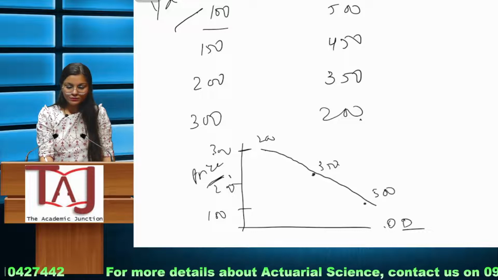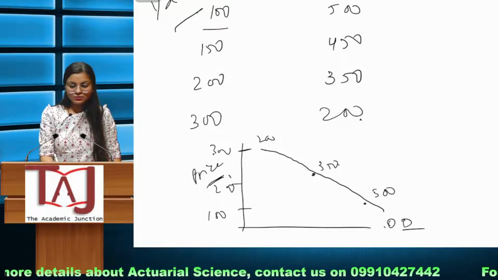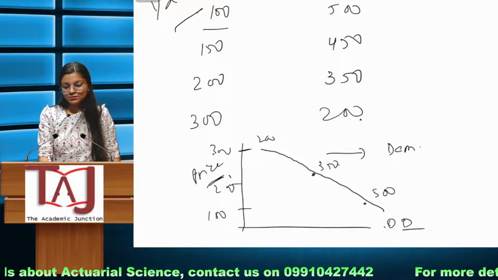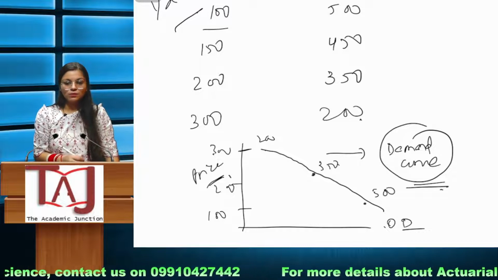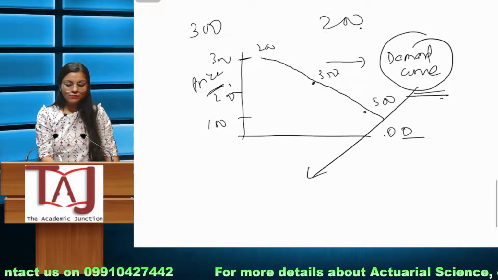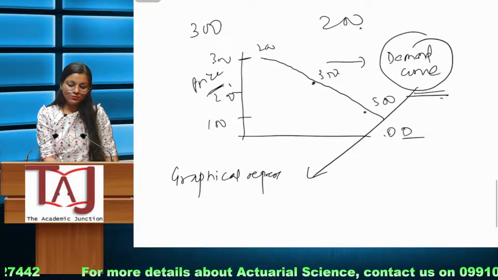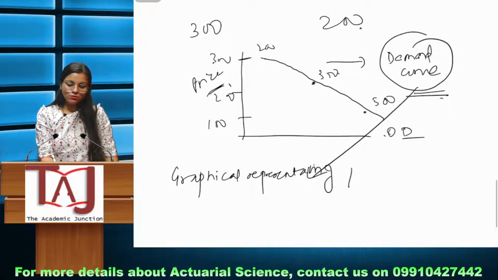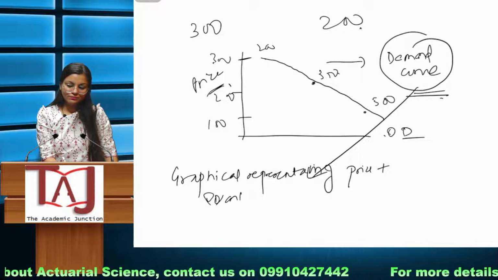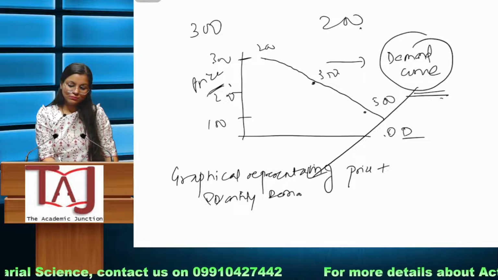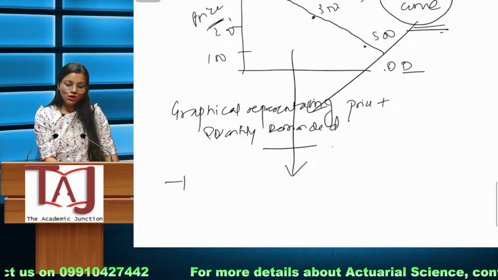You will get a curve like this when you plot on the graph. This curve is known as demand curve. So, what exactly is demand curve? Graphical representation of price and quantity demanded. So you can see that it is downward sloping.